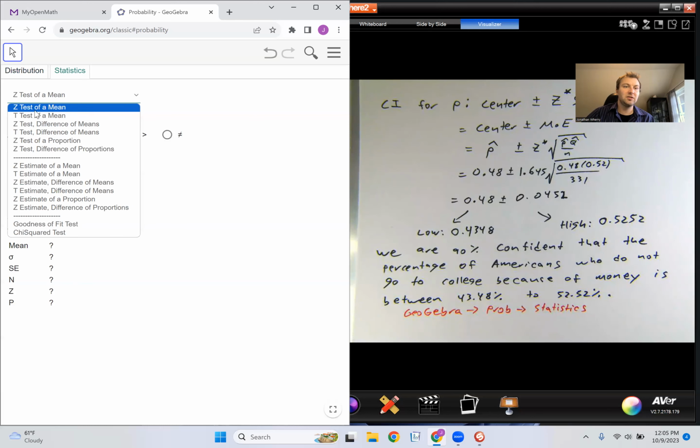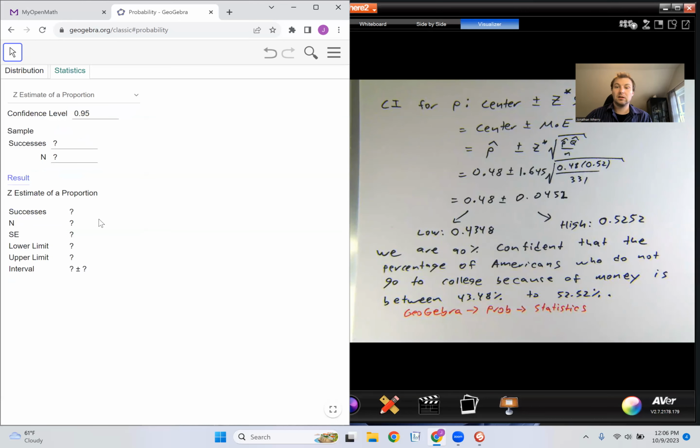When I choose this drop-down menu, there are a bunch of things that say test. These refer to hypothesis tests. And there are a bunch of things that mention an estimate. Estimate is how we do an interval. That's a confidence interval. I'm looking at a confidence interval, so I want an estimate. I'm looking at a proportion. So these are all talking about means, a proportion, the difference of proportions. So if I have one proportion, I'm using this first one. If I have multiples, I'm using that second one. So the z estimate of a proportion.